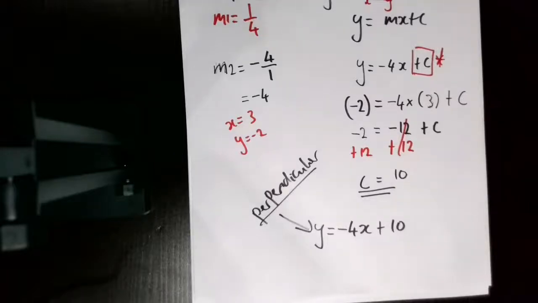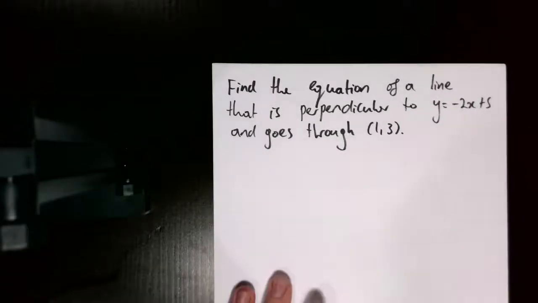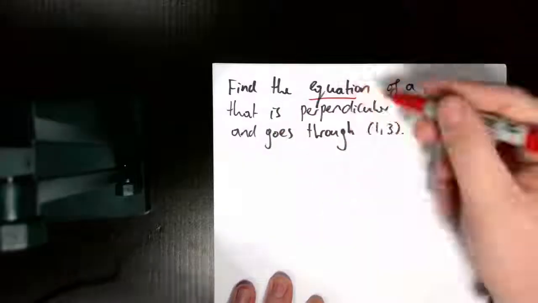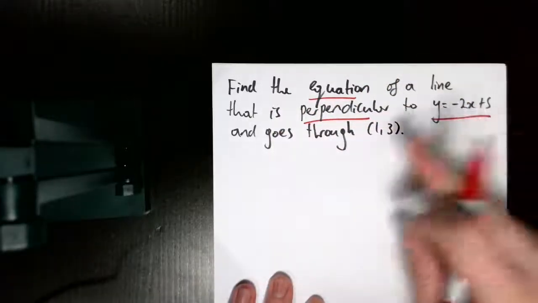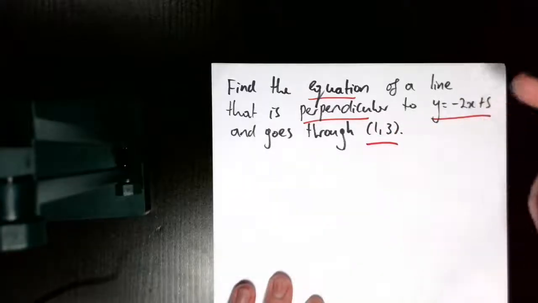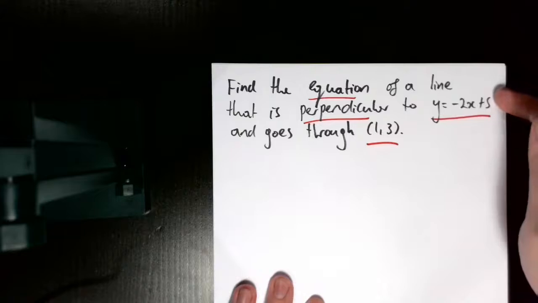Alright, I just want to do one more example just to make your learning concrete. Okay, so here's our last question. Find the equation of a line that is perpendicular to this line here, y equals minus 2x plus 5, and goes through the point (1, 3).